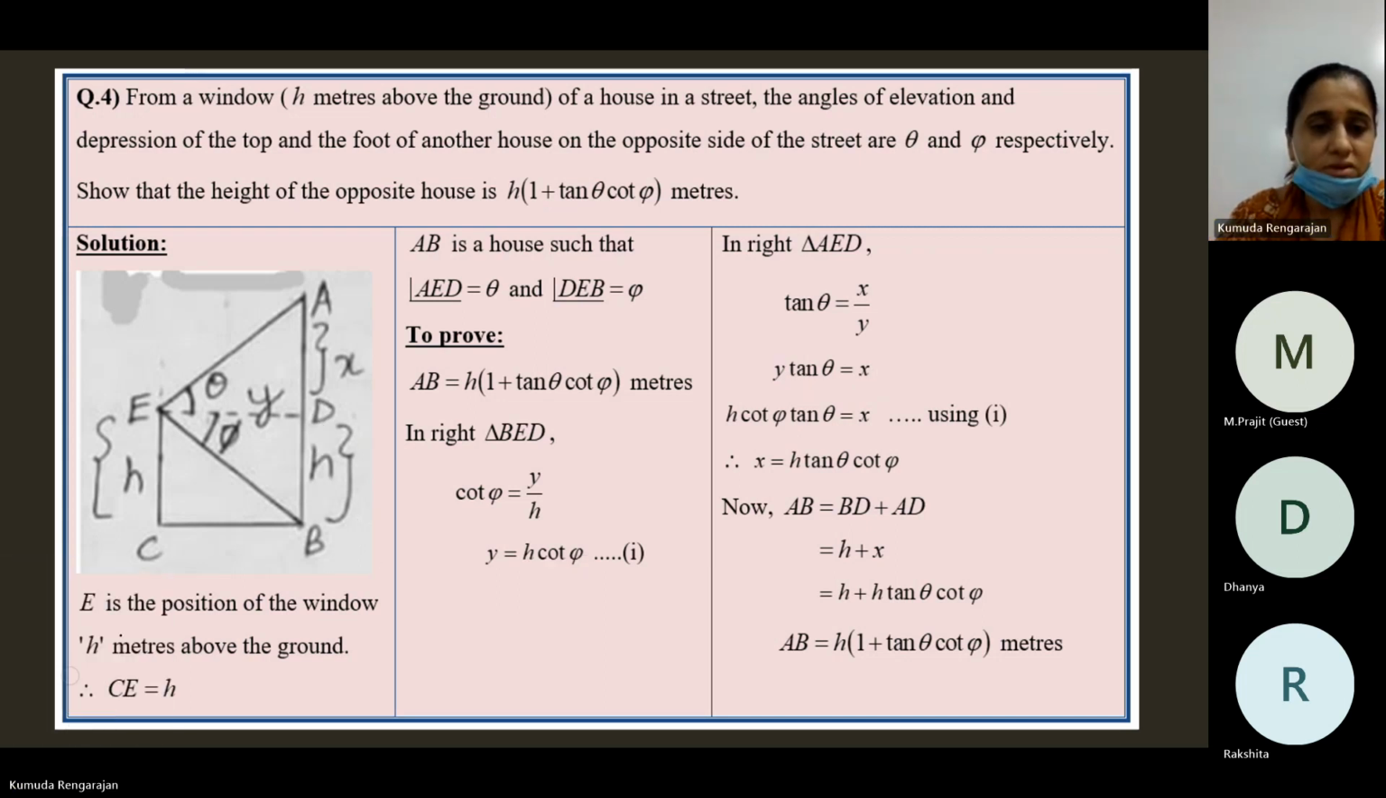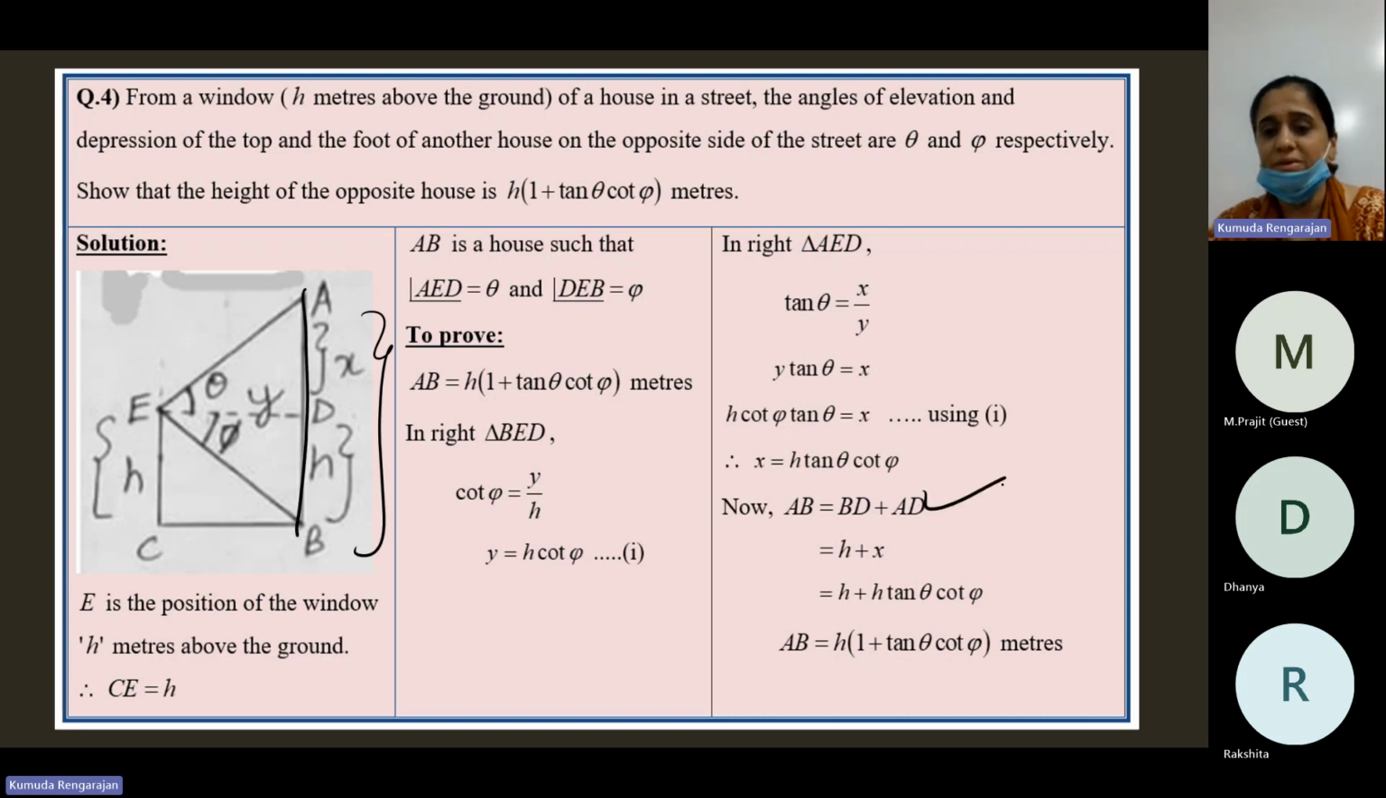Now the height of the opposite house is x plus h. AB is equal to AD plus BD. AB, the height of the opposite house is AD plus BD. So BD is h and AD is x. And x is what? H tan theta cot phi. So take out.